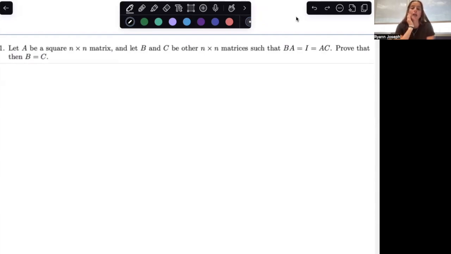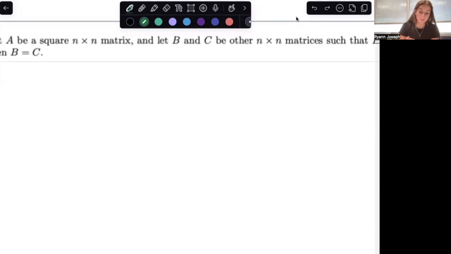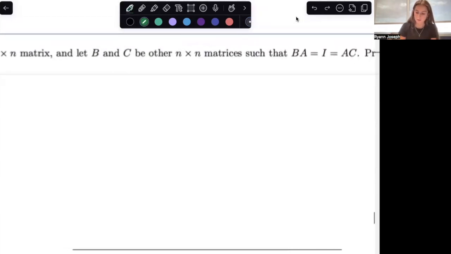We can't just say that this is obviously true, because we could have that some things are the zero matrix and stuff. But the easiest way that we can go about this is to start with B, because we're going from B to C here.